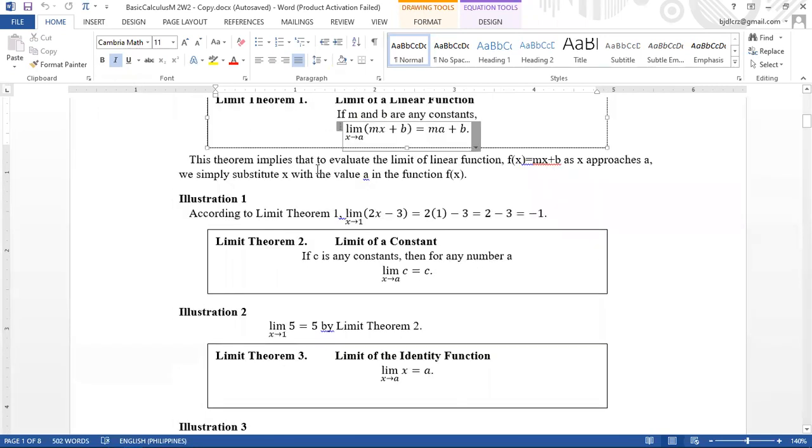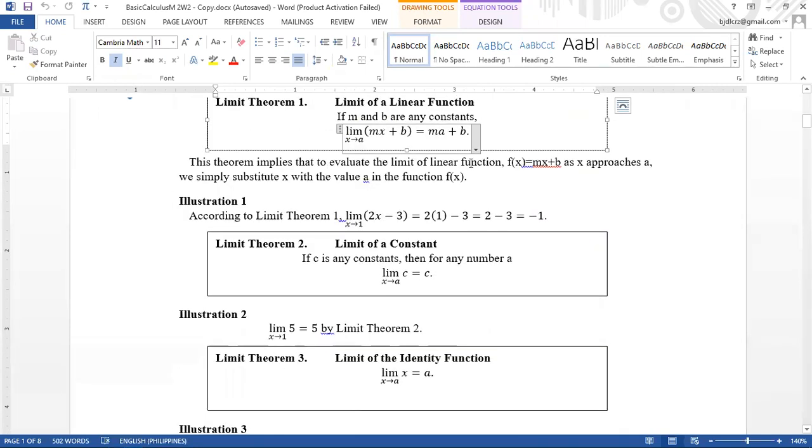So this theorem implies that to evaluate the limit of a linear function, f of x equals mx plus b, as x approaches a, we simply substitute the value of a in the function f of x. So we first substitute the value of x, which is a, into the function. So ma plus b.